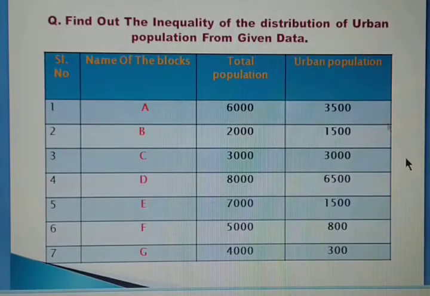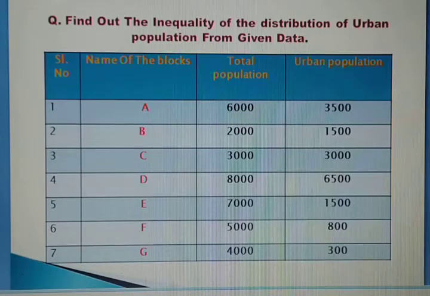Here you can see a question which asks to find out the inequality of the distribution of urban population. There are altogether 4 columns. The first column represents the serial number, the name of the blocks. For convenience I have written them as A, B, C, D, E, F, G. After that, total population, and then urban population.